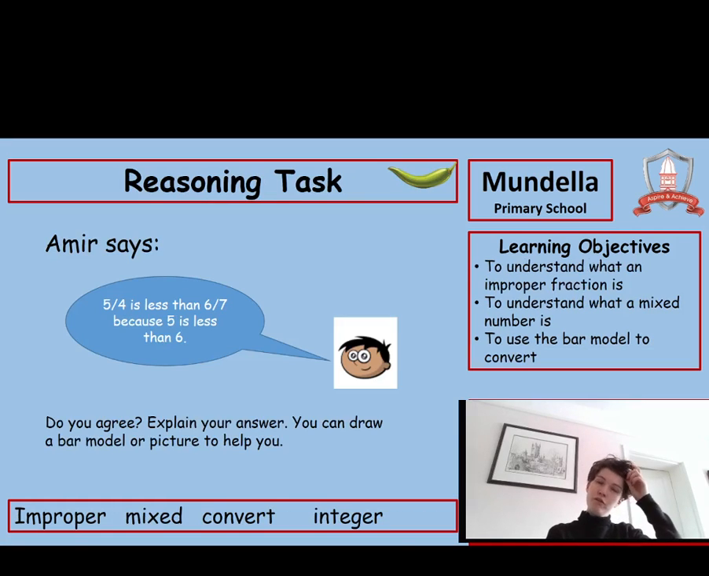Okay, now we're going to move on to the reasoning task. So if you're having a go at the reasoning tasks, green chili peppers, you are going to have a look to see that what Amir has said, whether you agree or not. And Amir is saying that 5/4, so 5 quarters, is less than 6/7 because 5 is less than 6. Do you agree? Explain your answer. You can draw a bar model or a picture to help you.